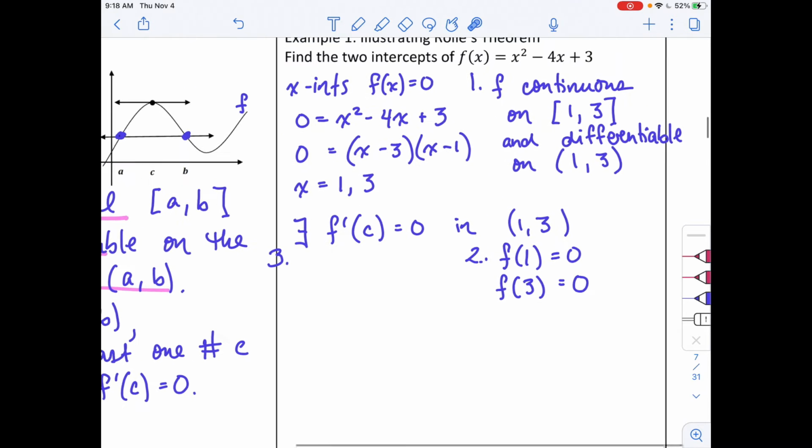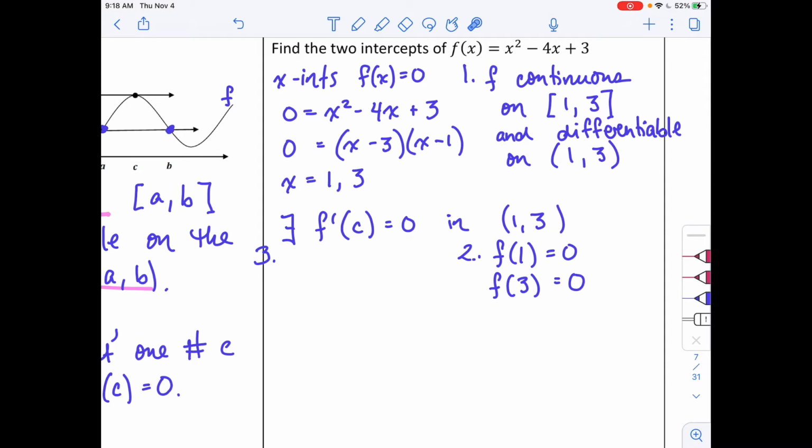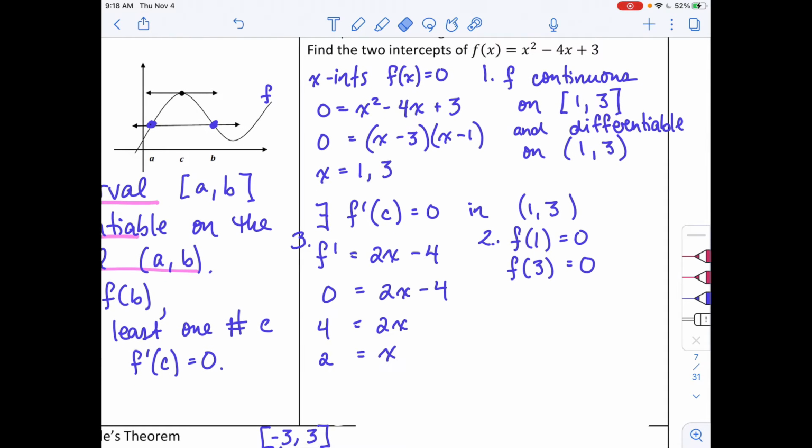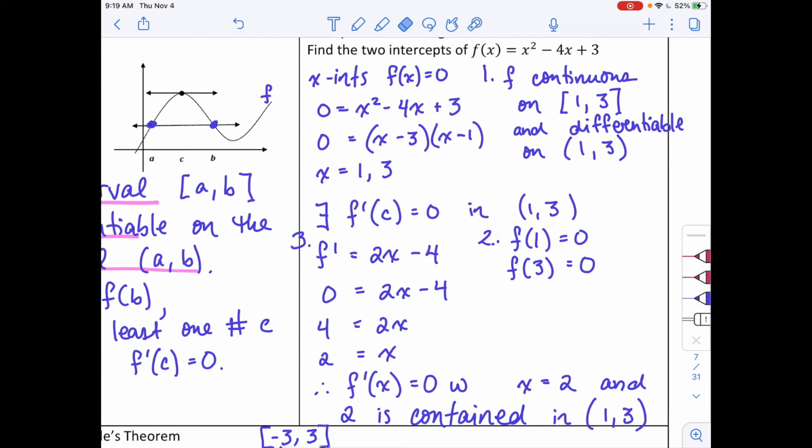So now in step 3, we set the derivative equal to 0 and solve. So go ahead, differentiate f of x, set it equal to 0 and solve, and then come back to check. All right, so you should have solved and gotten x equals 2. So now, using Rolle's theorem, we can conclude that f prime of 2 is going to be equal to 0. And this is how we're going to state that, all right? So f prime of x is equal to 0 when x equals 2, and 2 is contained in this open interval.